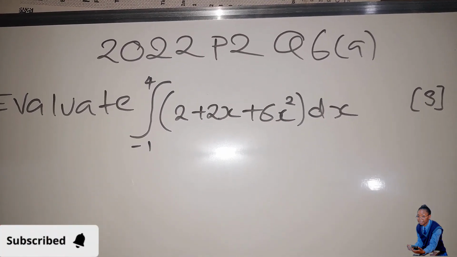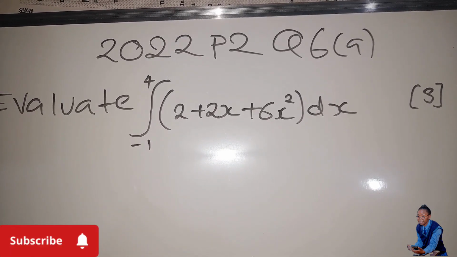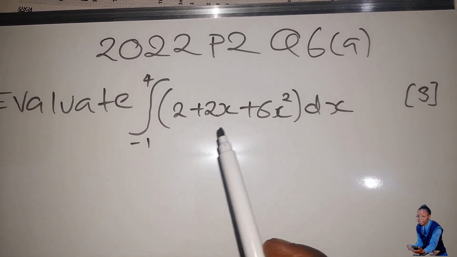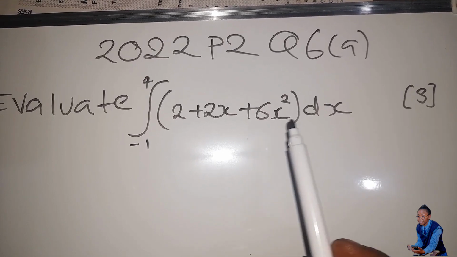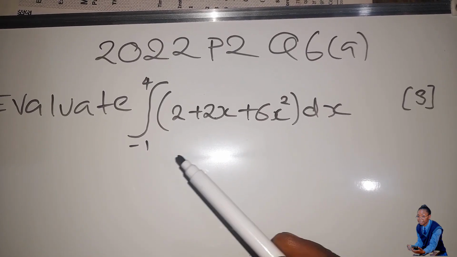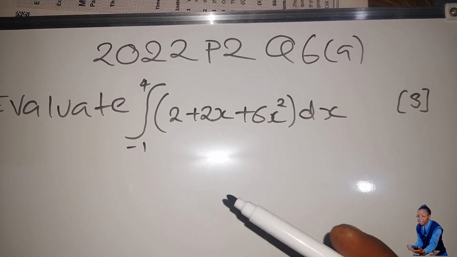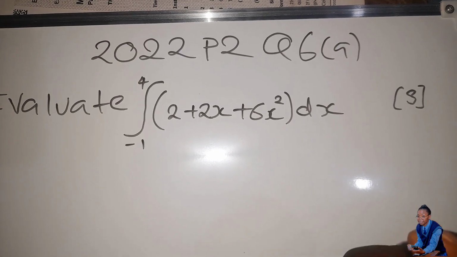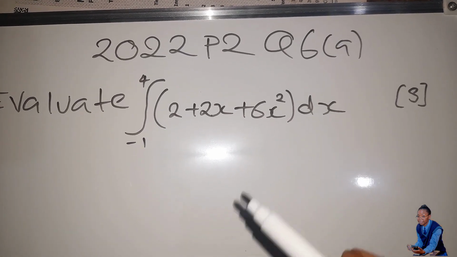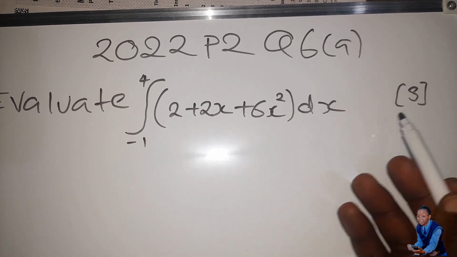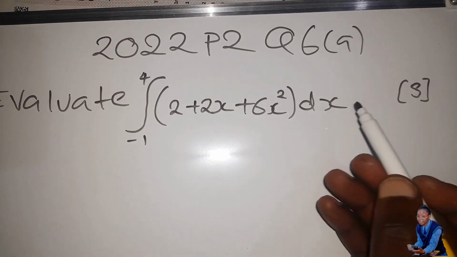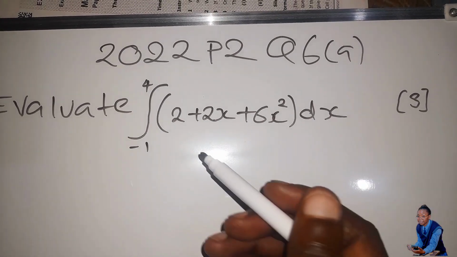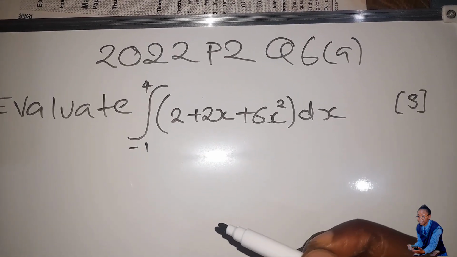Welcome to Nostech Academy, and in this video we're going to answer this 2022 paper 2 question 6a. This is calculus and integration. This question is assigned 3 marks. So without further ado, let's solve this question.